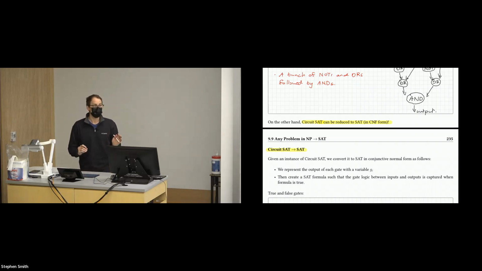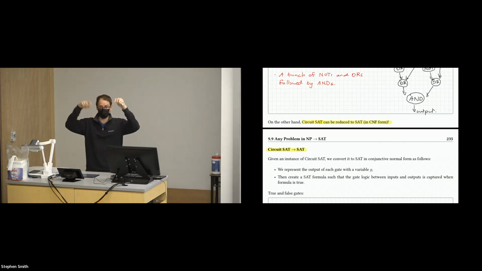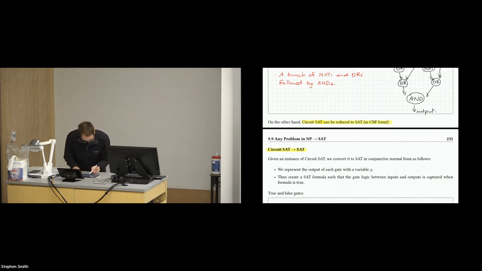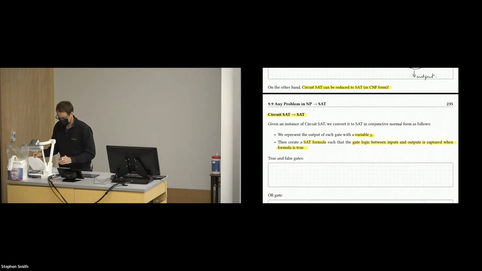The idea is going to be that I have to encode the logic of a gate. An OR gate has a certain logic, so that if the clause is set to true, the logic of the gate is obeyed. The inputs and outputs have to satisfy the logic of that gate. So we represent the output of each gate with a variable, gi, and then create a SAT formula such that the gate logic between inputs and outputs is captured when the formula is true. So let's go through the different pieces.